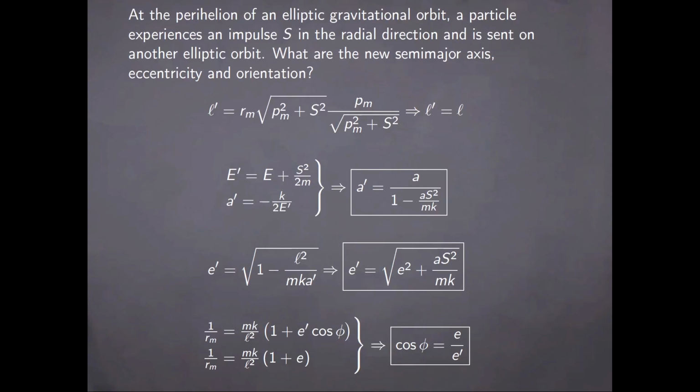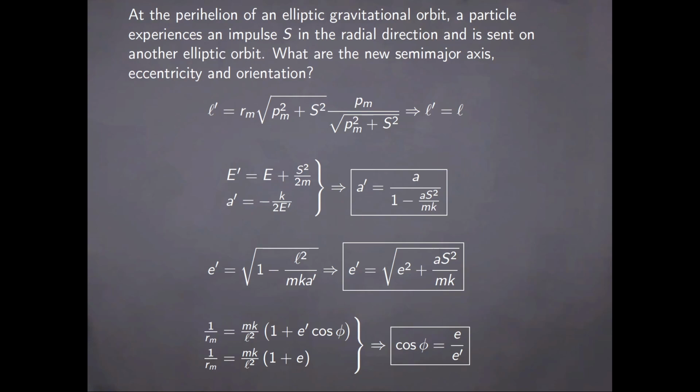We are now going to consider some simple examples of scattering in elliptical orbits. For the first instance, assume that at the perihelion of an elliptic gravitational orbit, a particle experiences an impulse s in the radial direction and is sent on another elliptic orbit. We are to determine the new semi-major axis, eccentricity and orientation in terms of the old ones.